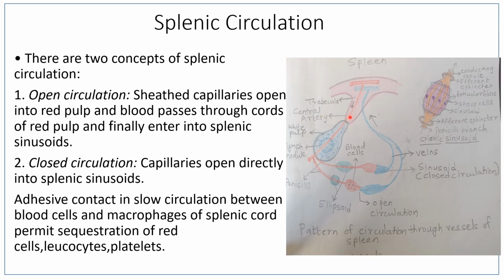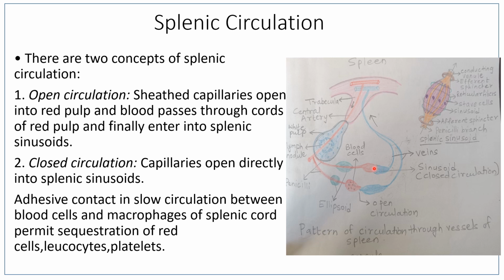There are two theories of splenic circulation. There is open circulation and closed circulation. So we will see the two concepts of splenic circulation. So first is the open circulation. So in the open circulation, the ellipsoid or the sheath capillaries will open into the red pulp of the spleen, and the blood will then enter into the cords of Billroth of the red pulp of spleen, and then it will enter into the splenic sinusoids. Whereas in the closed circulation, the ellipsoid or end-sheath capillaries will directly open into the sinusoids.